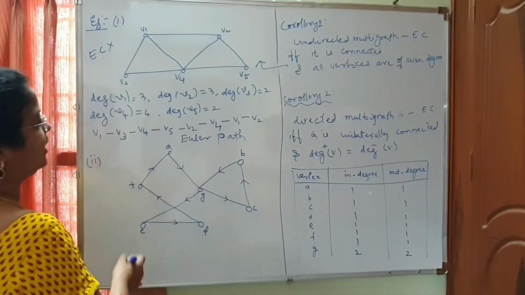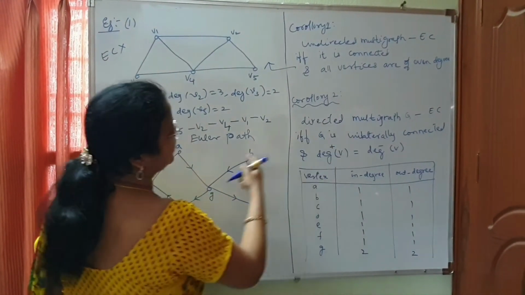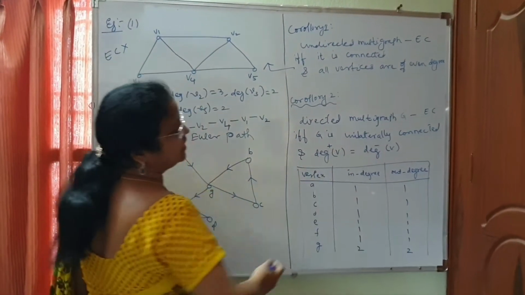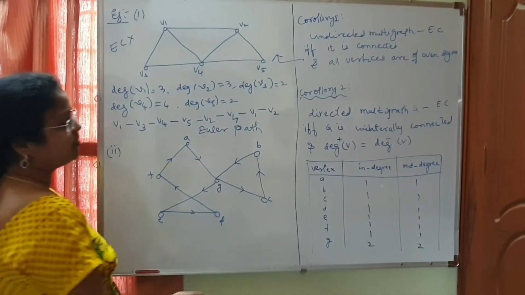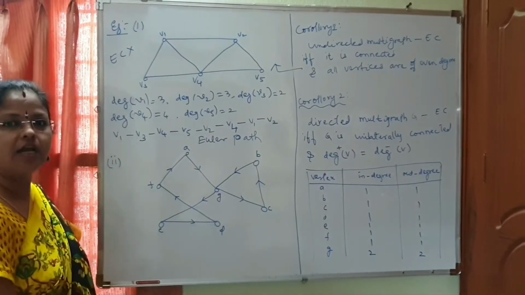Now if you observe here, we have a formal corollary. What is that? An undirected multigraph is said to have an Eulerian circuit if and only if G is unilaterally connected and the in degree and out degree of each vertex are the same. From the table, if you observe, the in degree and out degree of all the vertices are the same.